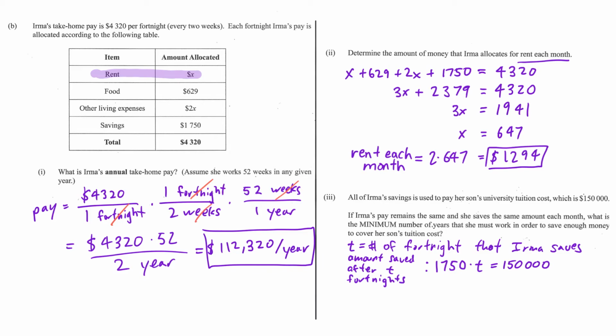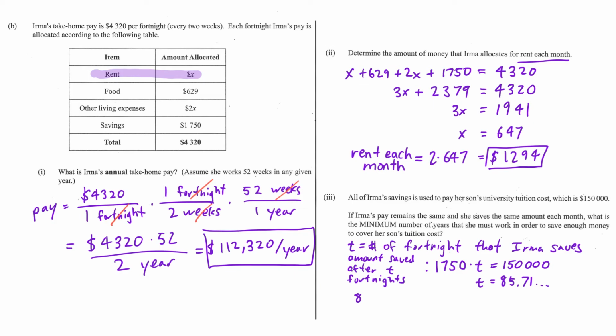Divide both sides of this equation by 1,750 to get t equals 85.71 and so forth. Okay, so this is the amount of fortnights that Irma needs to save in order to pay for her son's tuition. However, in this question we want to answer it in terms of the number of years she needs to save. So I need to convert from fortnights to years.